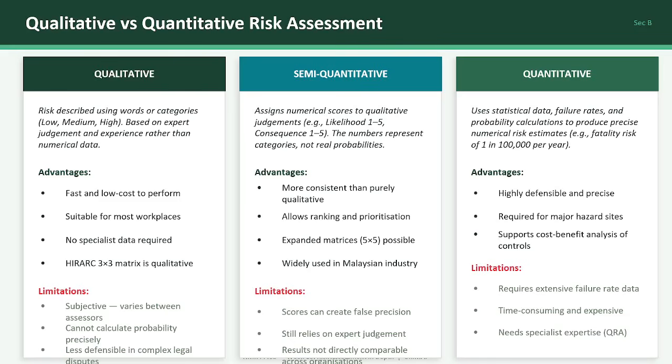Risk is described using words or categories: low, medium, high. It relies on expert judgment and direct observation rather than numerical data. This is the approach you used in the HIRAC 3x3 matrix in week 9. When you scored a hazard as likelihood 2, medium, and consequence 3, major, you were making a qualitative judgment supported by experience and observation. The advantages are significant.